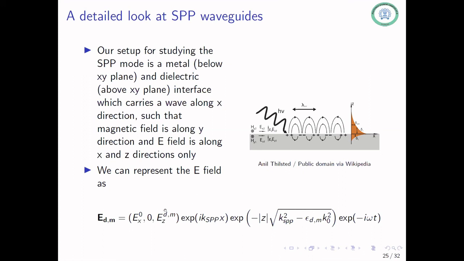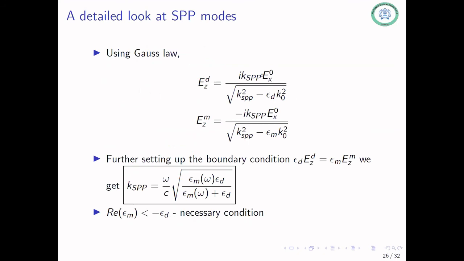And we can apply Gauss theorem to it. We know that there are no free charge densities accumulated anywhere. So you can relate your z and x components this way, and you can put the proper boundary conditions from electromagnetism at this boundary interface, and you'll get this value for KSPP.